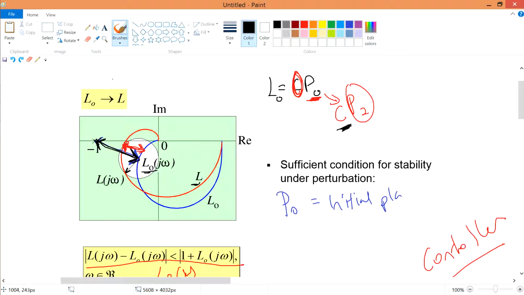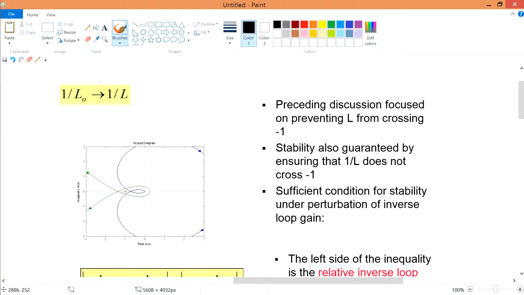Just now we were talking about L and L0. Now we're going to talk about 1 over L0 and 1 over L. This graph itself is 1 over L0, while the green color one should be 1 over L0, and the blue color one should be 1 over L, be it any of the case. My fault, the blue color one is 1 over L0, because it didn't cross the -1. It didn't actually encircle.